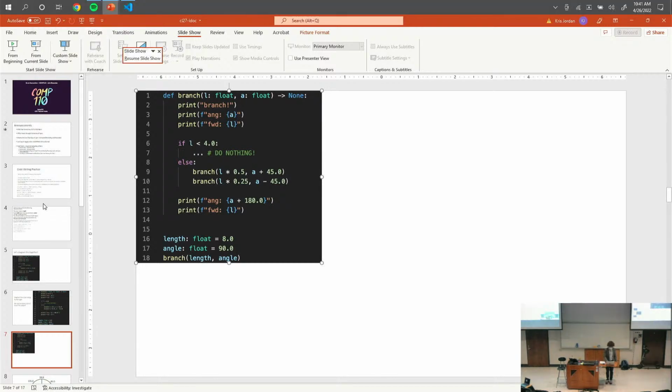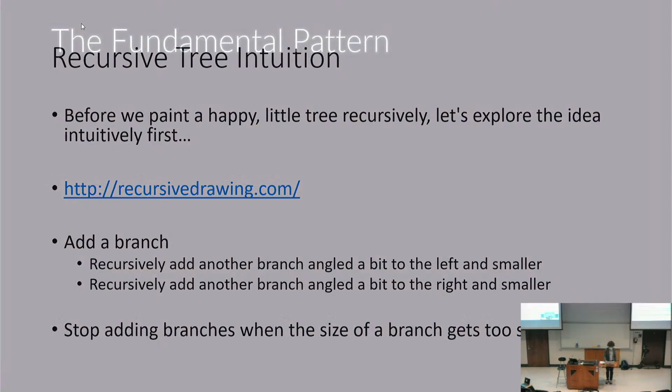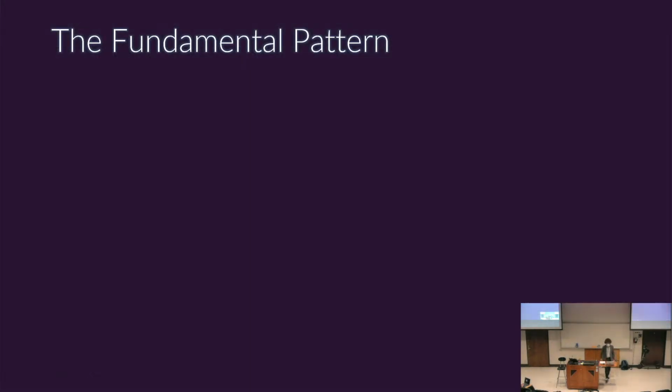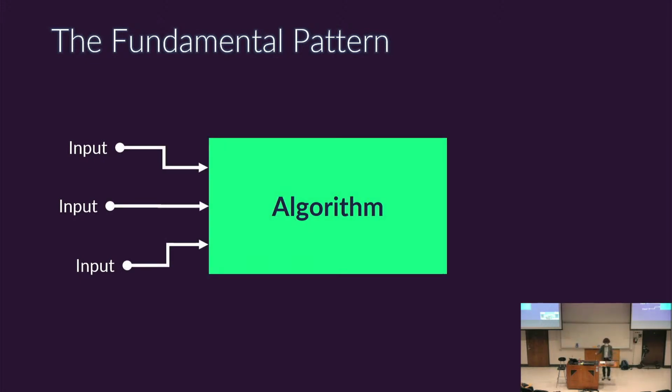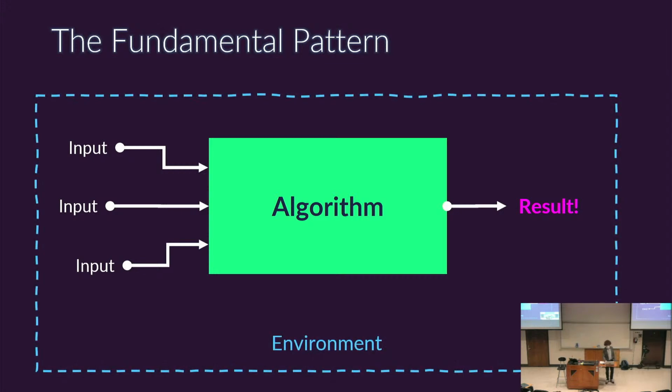So I want to close out. I've got a couple more slides. At the beginning of the semester, we talked about the fundamental pattern, okay? And we said most of what we do in computer science involves some inputs being fed into some kind of algorithm, and that results in some outcome. And when we're talking about functions, that's a return value. When we're talking about print statements, it's output on the machine. And this all happens within some environment where maybe we're reading files into our algorithm as part of a data analysis, or maybe we're printing things out to it.